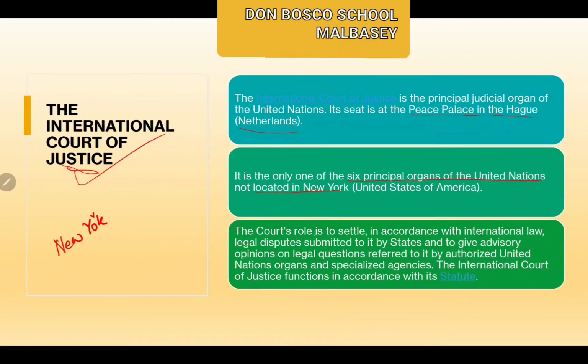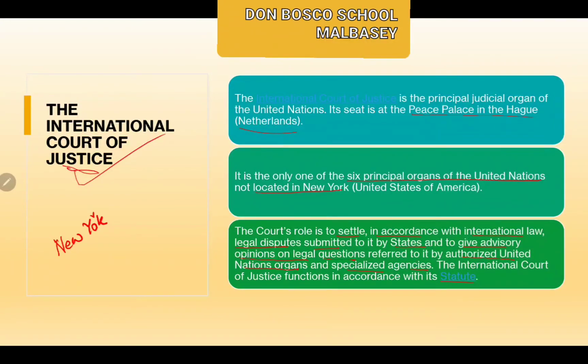The court's role is to settle legal disputes in accordance with international law. What roles does the International Court of Justice perform? They settle legal disputes submitted to it by states, and give advisory opinions on legal questions referred by authorized United Nations organs and specialized agencies. The International Court of Justice functions in accordance with its statute. Now these are the things the International Court of Justice does, because it settles legal disputes.